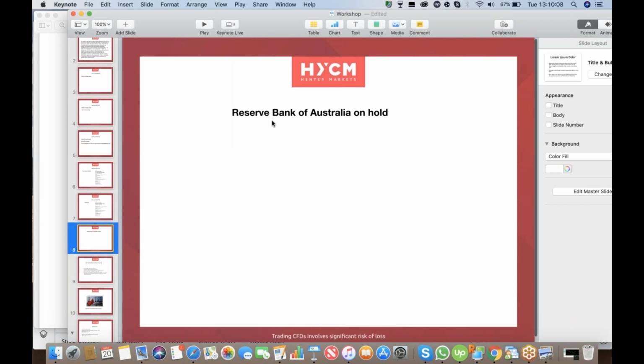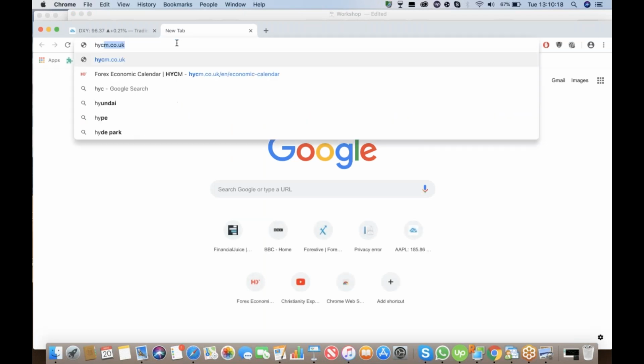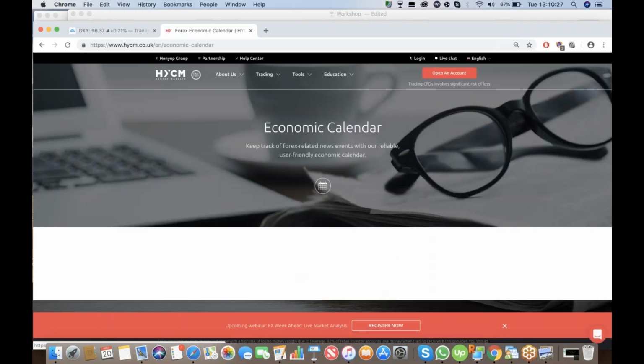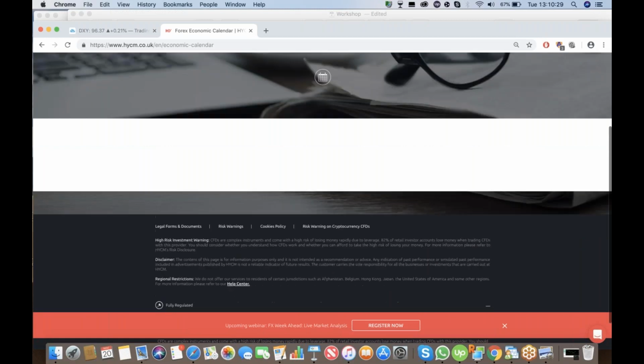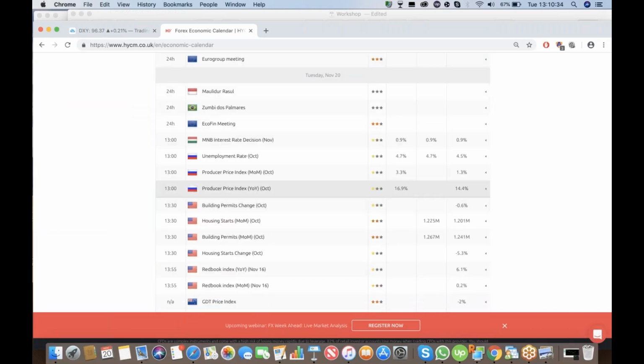The first thing we want to look at is what happened with the Reserve Bank of Australia, because I will just go to the HYCM's calendar. And when you look at HYCM's calendar, we shall see that a key event that happened last night was with the Australian dollar. And the Central Bank for Australia met last night.